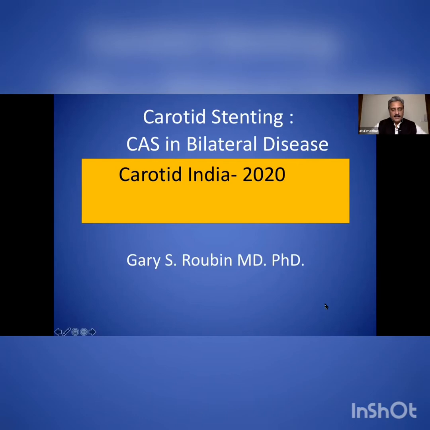And Gary is, of course, known for so many things. He's the man who did the first human carotid stent. He designed the first human coronary stent. And he was also the first person to describe the series of carotid stenting in human beings. And of course, the GR1 and the GR2 stents are part of history. So over to you, Gary, to discuss carotid stenting in bilateral disease.